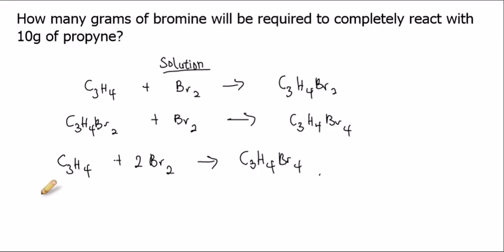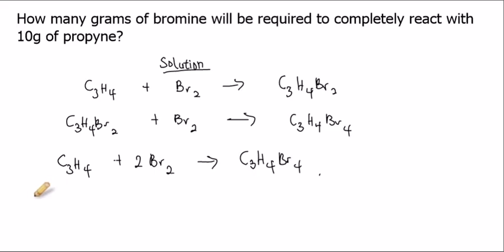To calculate reacting mass, we'll be using the formula that says number of moles multiplied by molar mass, and we need to determine the molar mass of propyne first before we can proceed. While the number of moles will be gotten from the coefficient of the substance in the equation written above, and the coefficient here is 1. For bromine, the coefficient is 2.